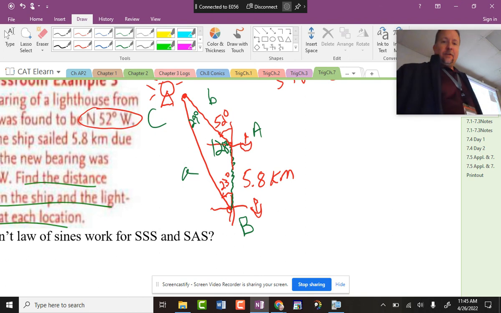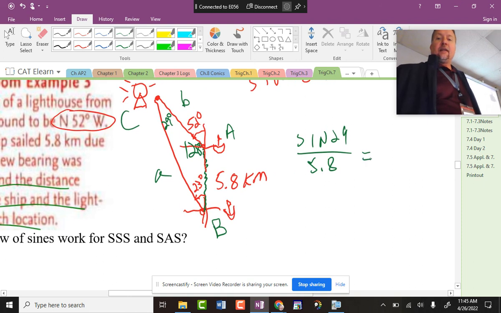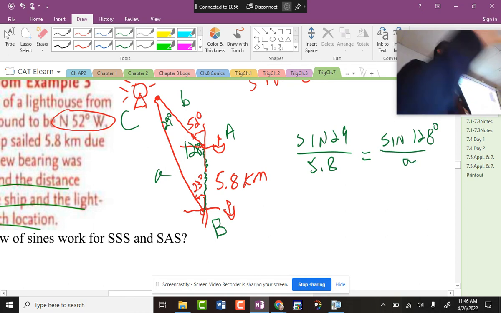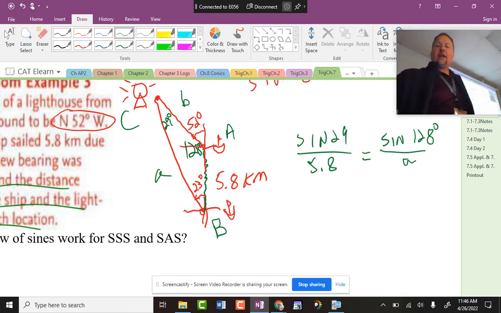But what do we use as the given? Sine 29 over 5.8, because it is opposite that 5.8 miles, and that equals, for the second location, sine 128 over A, I guess. Don't worry about the letters too much. We're finding X and Y. You're going to call this X and this Y. X is the distance from the first location, Y is the second location.